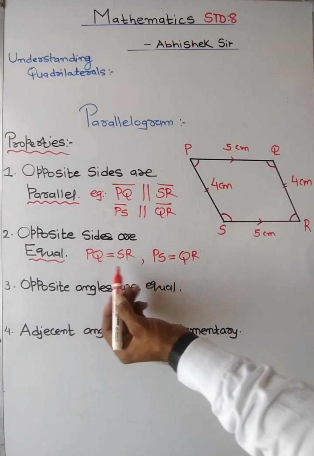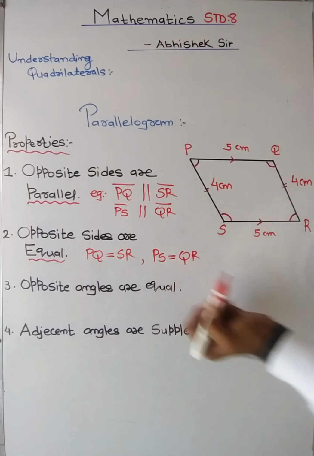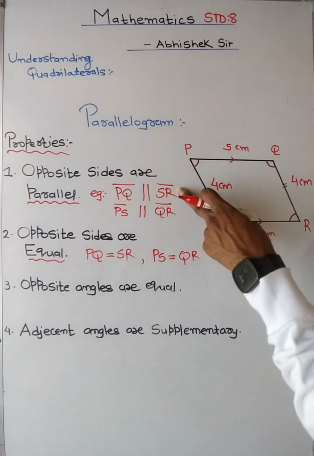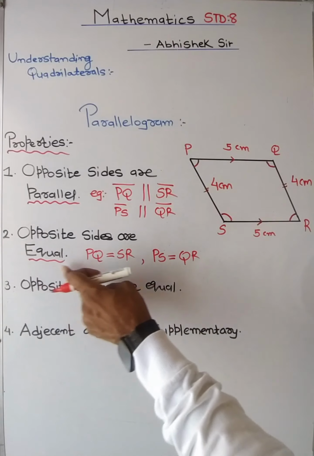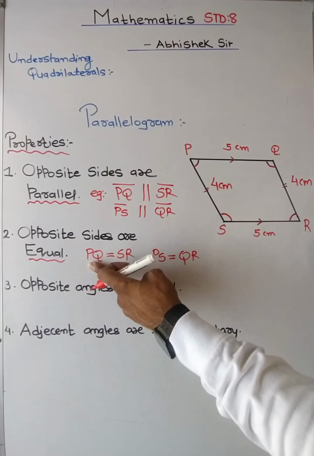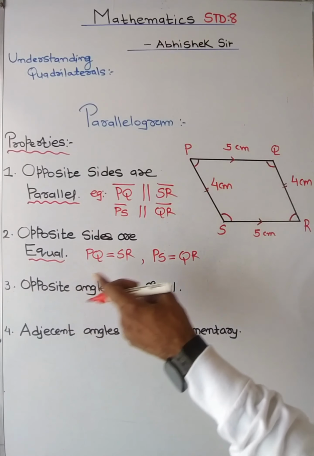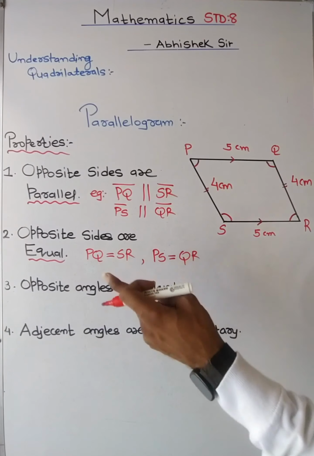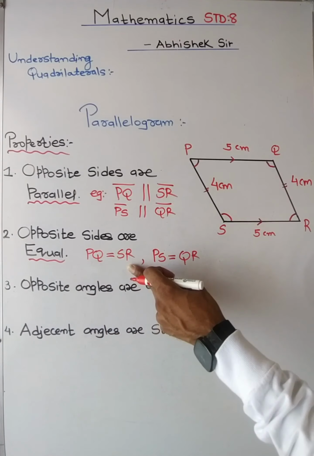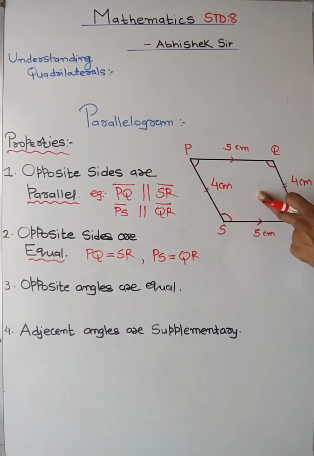See, right now I haven't drawn the line segment symbol. If you only want to represent a line segment, you can write like this. But if you want to write the measure, that is, the measure of side PQ is equal to the measure of side SR, you will write it without the line segment symbol on top. Clear? So PQ equals SR, PS equals QR. That means opposite sides are equal.